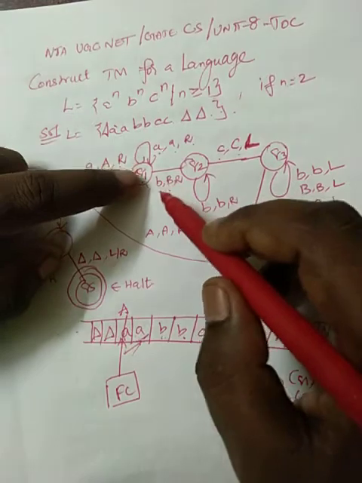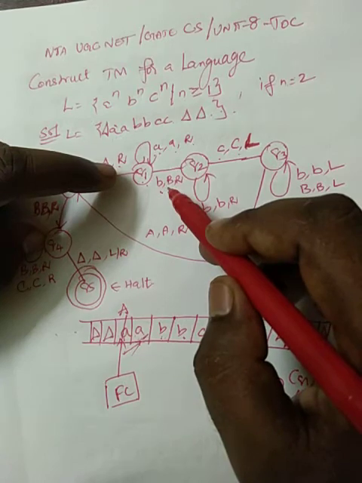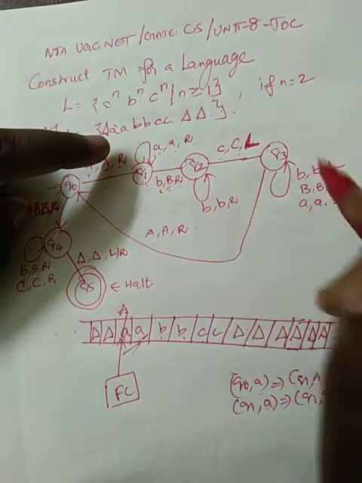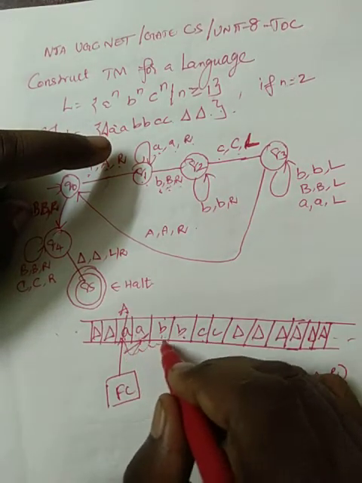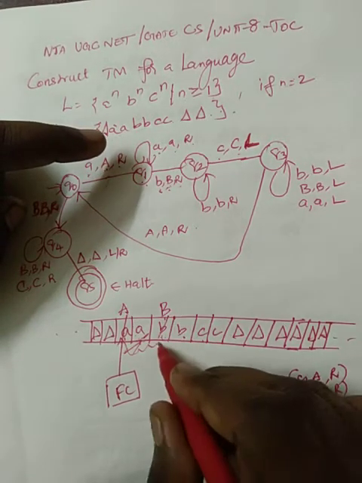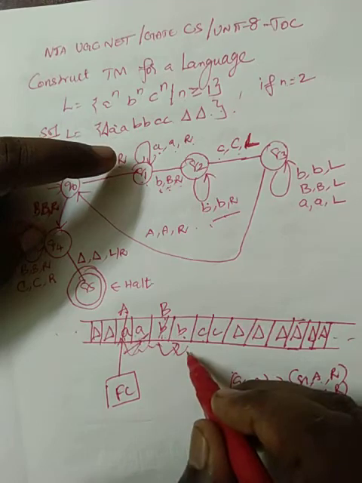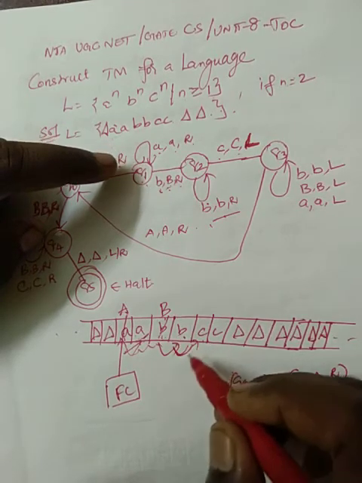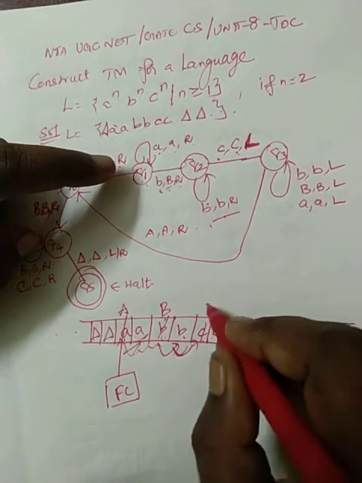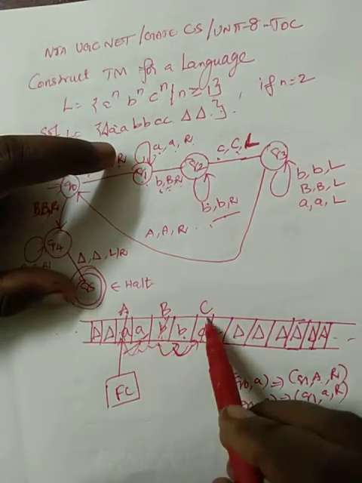From q1, accepting small b, we replace it by capital B, because this is the first time we are recognizing this small b, so we move to q2. Now this b is replaced by capital B and we move right. Again b is there, so we do a self loop, reaching here without touching it. Now c is recognized, so it should be replaced by capital C. Now we have recognized a, b, c one time.